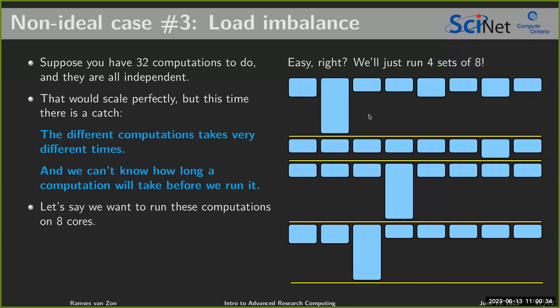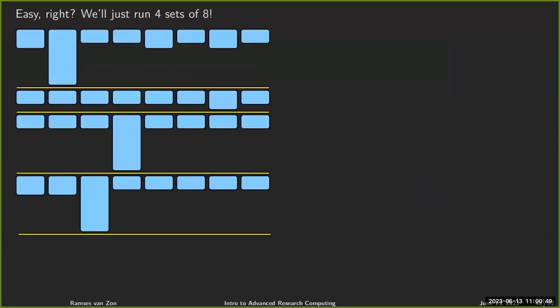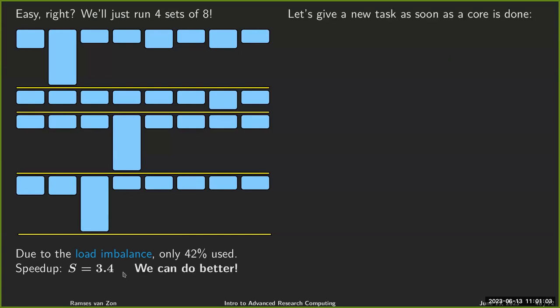So we want to do something better. This is what's called a load imbalance. Some of the cores are busy, while others are not, and we are, in a sense, wasting resources. It's a pretty bad efficiency hit here. Our speedup of using 8 cores is actually only 3.4, so it's pretty bad. What if we can do better? What if we do something like this? What if we can give a new task to every core when it's done?